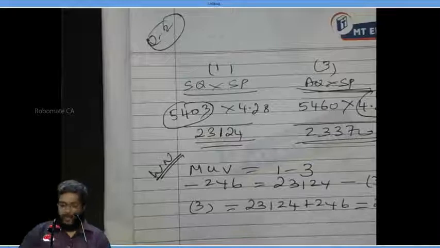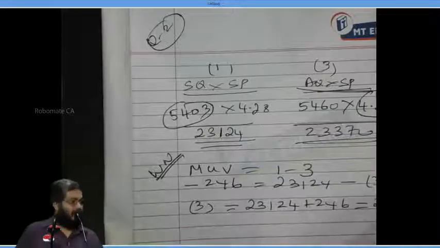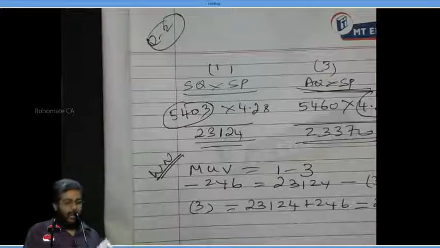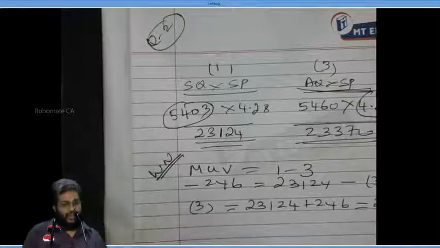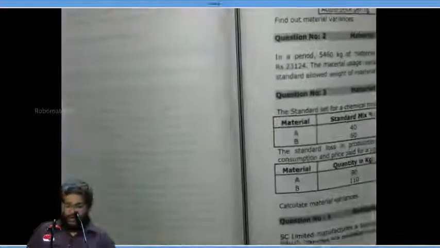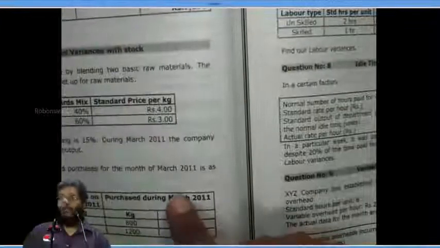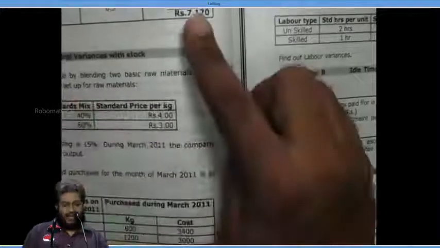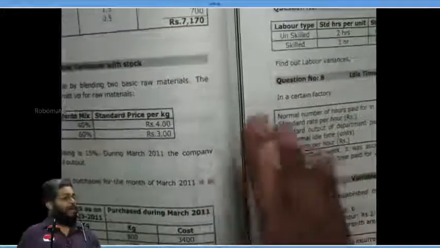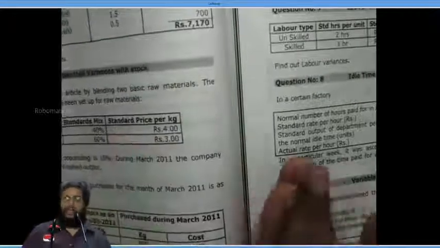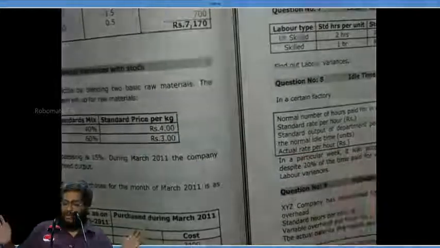Now, have you all finished copying it? Respond yes or no? We have completed question number 1, question number 2, and question number 3 in the material variances. Now, 4 and 5 I'll do later. 5 I will do only after discussing the partial single plan. And 4 is a little bit interesting sum. I'll do it once we get a grip over the chapter. So, 4 and 5 we will do, but I'll come back and do them later.